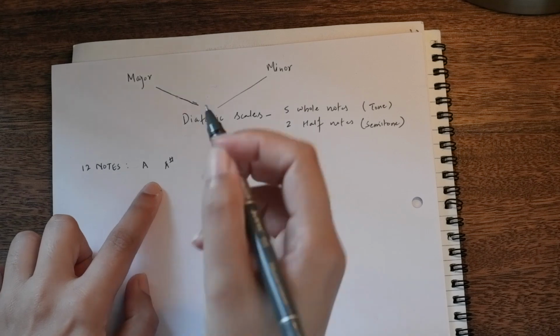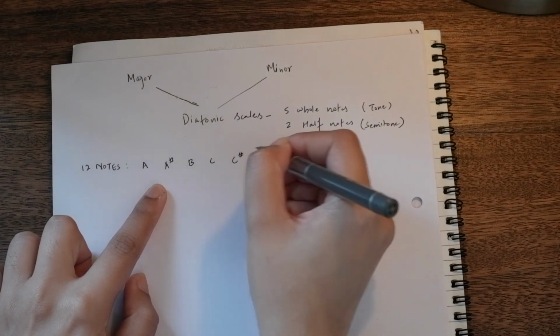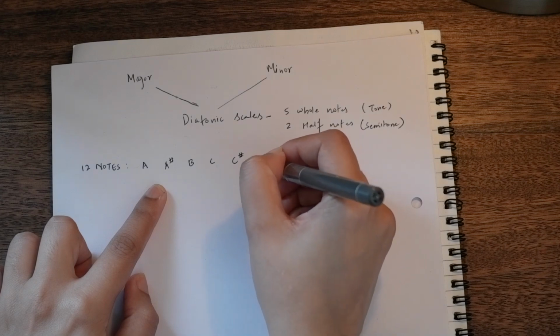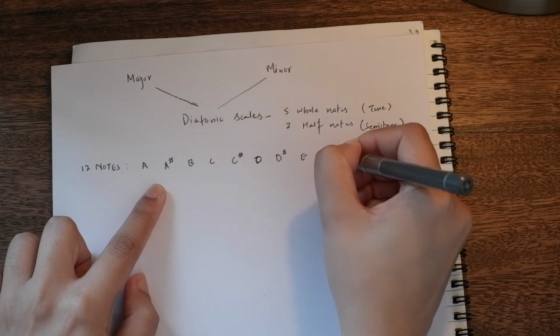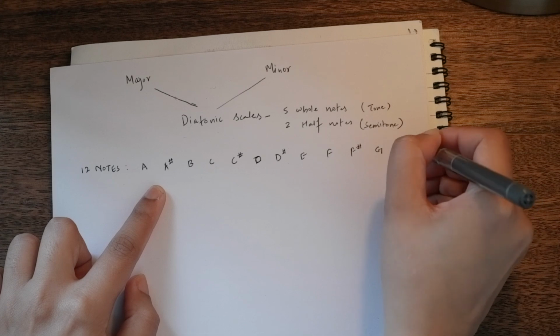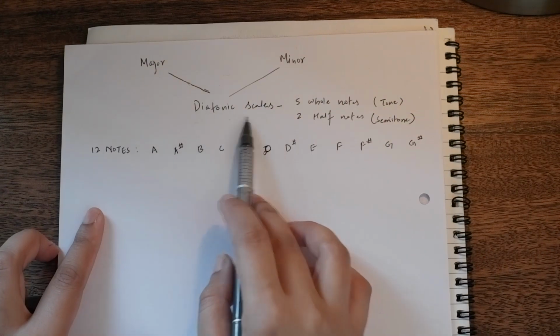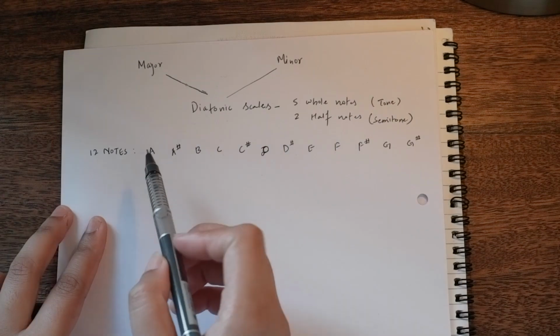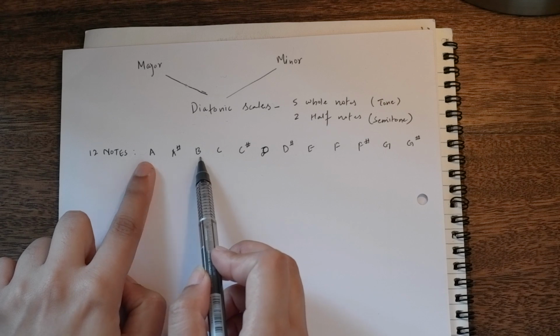So starting from A sharp, B, C, C sharp, D, D sharp, E, F, F sharp, G, G sharp. So these are the total 12 notes. We're going to make the diatonic scale based on these notes. A whole note is this: if we go from A to B, this is a whole note.